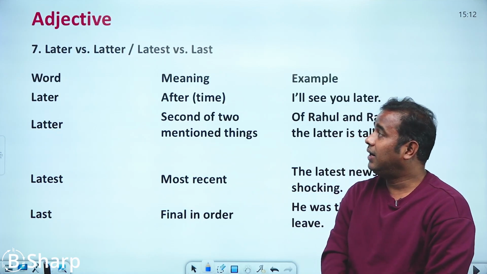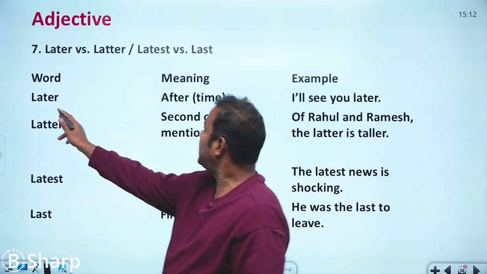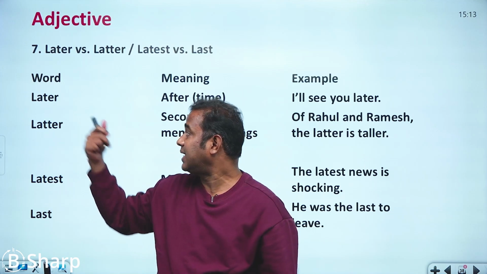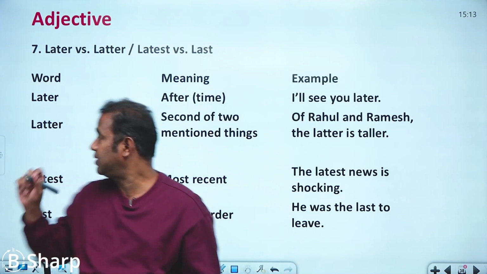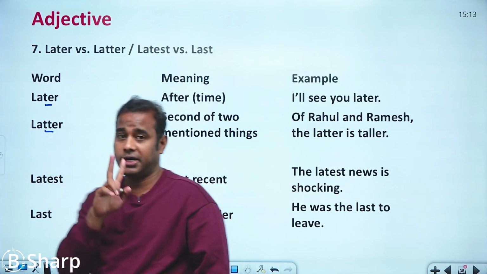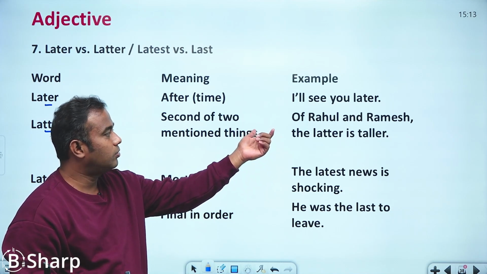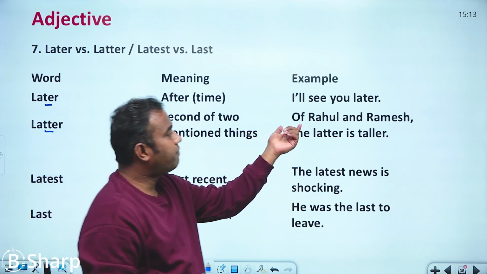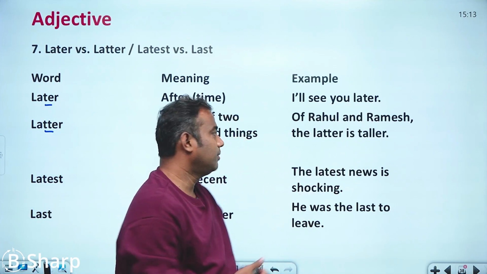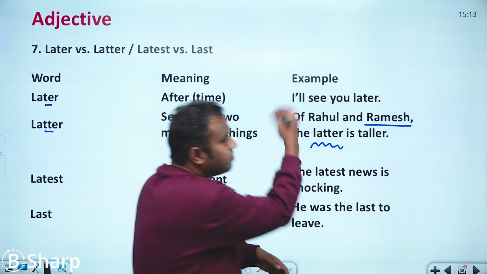Then later versus latter, latest versus last. Later means after some time. So I'll see you later. Whereas latter is spelled LATTER, with a double T. Please remember the spelling here: there is only one T in later, and double T in latter. Of Ramesh and Rahul, the latter is taller, means Ramesh is taller. So latter refers to the last person mentioned.